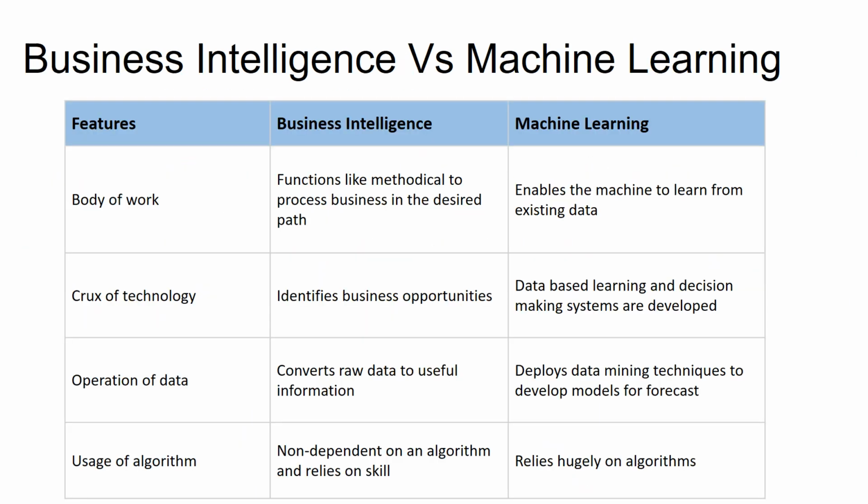Now, what is the difference between machine learning and business intelligence? So if you see the body of work, business intelligence functions methodically to process business in the desired path, whereas machine learning enables computers or machines to learn from existing data. And there are so many other differences. Let me just take one more. Say, usage of algorithms. Business intelligence does not depend on algorithms. It relies on skill. Whereas machine learning hugely depends on algorithms, different types of algorithms.